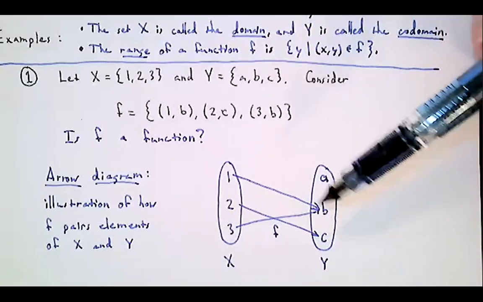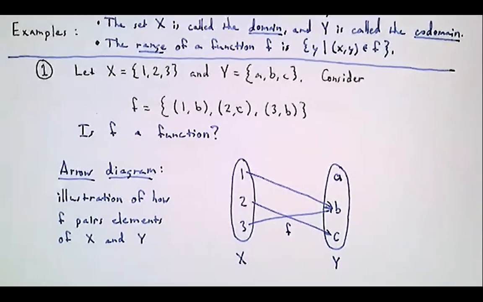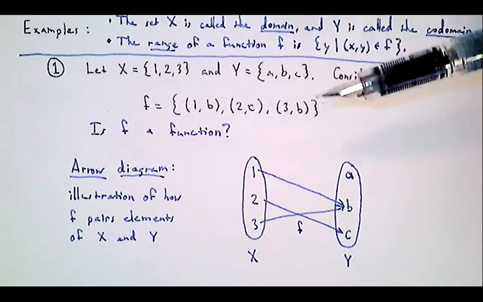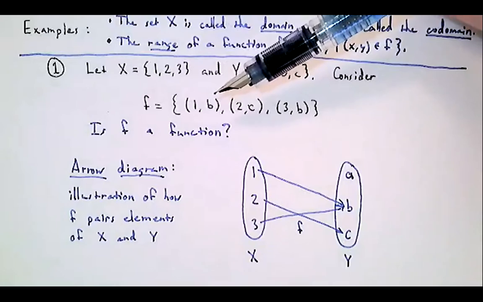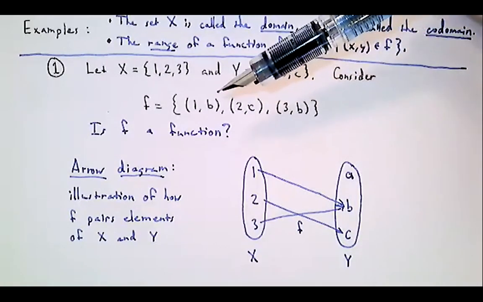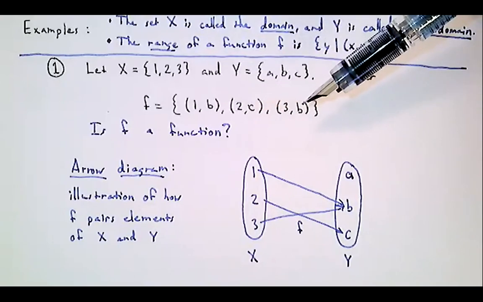Are there any questions over the arrow diagram so far? Why isn't there one that's pointing to A at the top? A good question. That's because A doesn't pair up with any of the elements from X. Oh, okay, that makes sense.